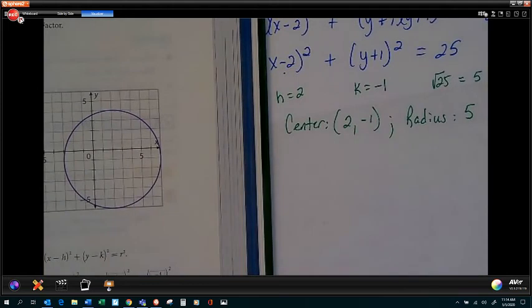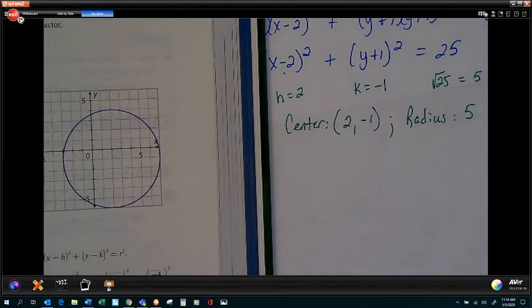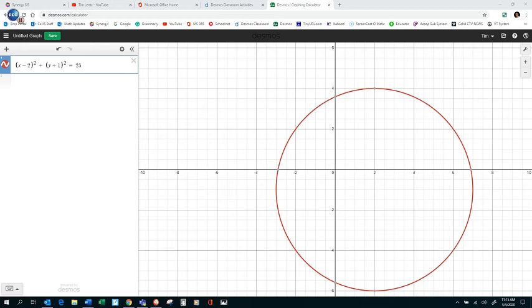You can also do this on Desmos if you would like to. Okay, so I just plug this into Desmos. The equation we have, x minus 2 squared plus y plus 1 squared equals 25. And again, it will graph it for us. Our center is going to be 2 to the right and 1 down, which here's our center. We can actually do the center here by just plotting a point.